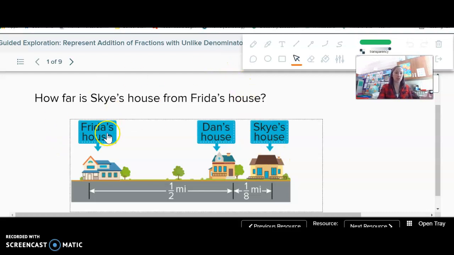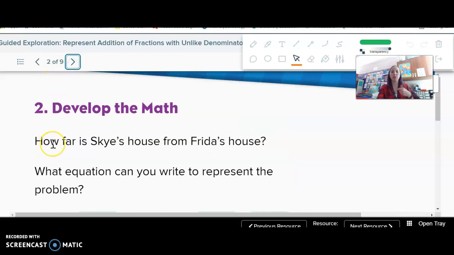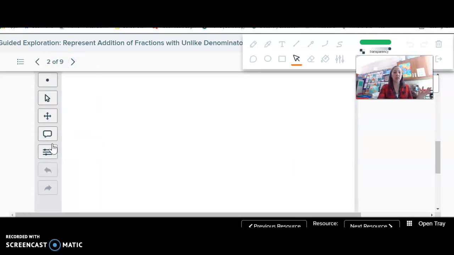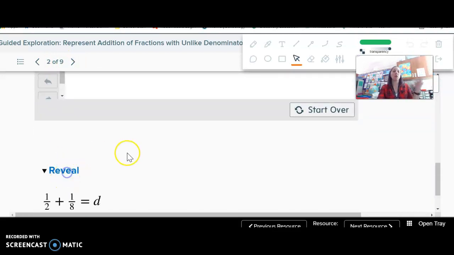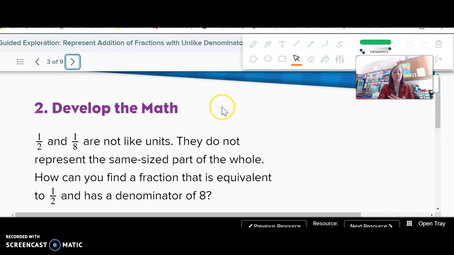So we have Sky's and Frida's. It told us the two parts. We're going to combine them, so we need to add them. If we think about what equation we could write, well, we could write 1/2 plus 1/8 equals the distance. Now, 1/2 and 1/8 are not like units. They do not represent the same size part of the whole.